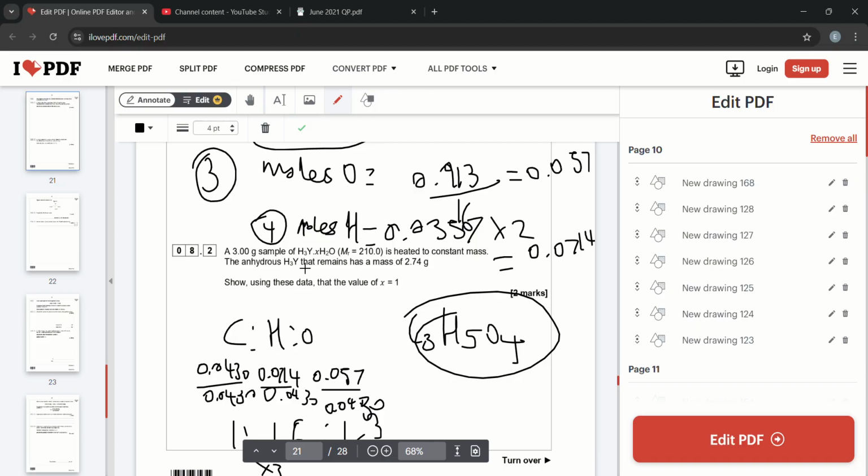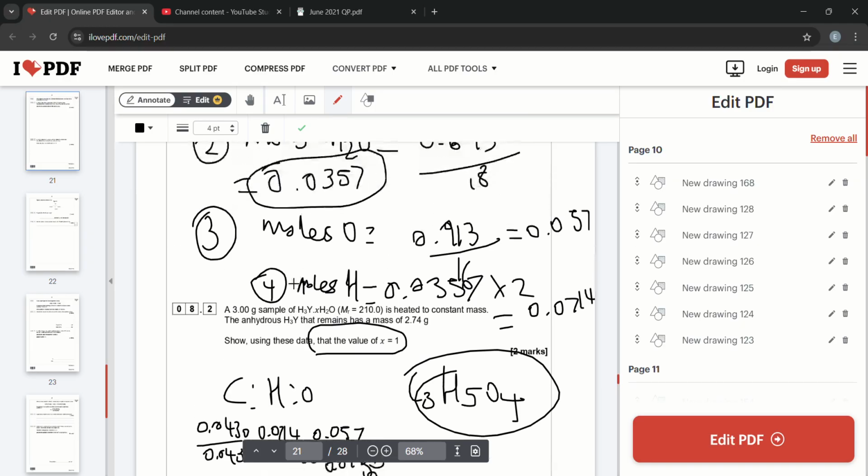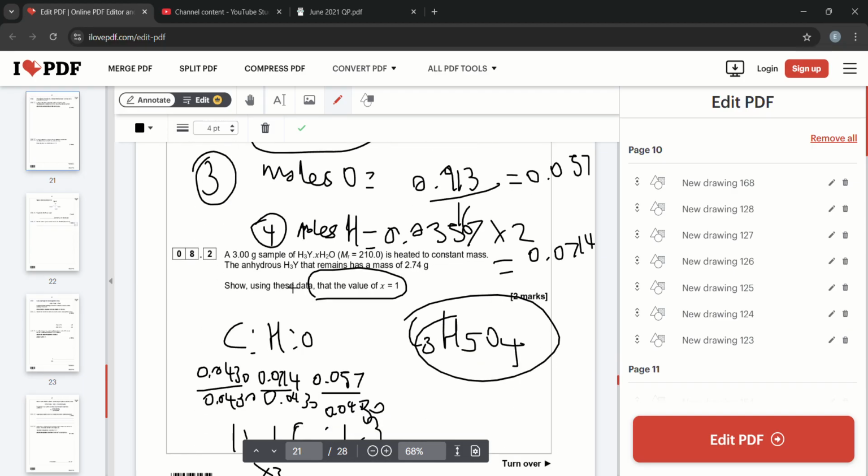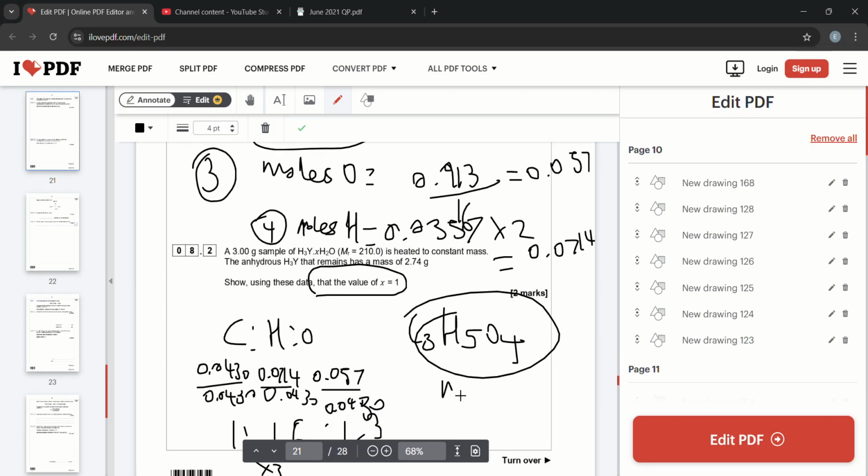Now 8.2. A 3 gram sample of this is heated to constant mass, and the anhydrous H3Y that remains has a mass of 2.74 grams. Show using these data that the value of x equals 1. So we're going to have to work out the moles of H2O in this case.